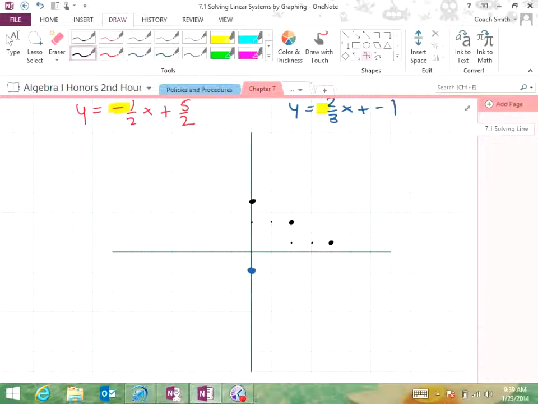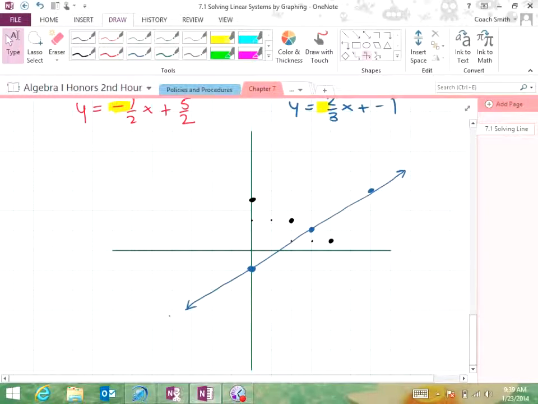Now I'm going to do the other one. The other one is 2/3, so that means I'm going up 2 over 3. So I go up 2, 1, 2, and over 3, 1, 2, 3. I go up 2, 1, 2, and over 3, 1, 2, 3. So there's that one. Okay. Then the other one is in black. Let me do it in black here.